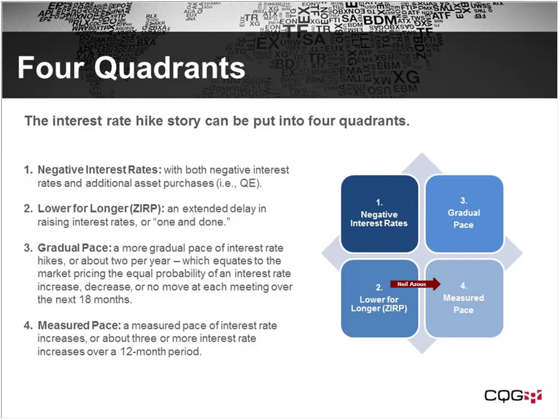And just as a quick frame of reference, during the last rate hiking cycle back in 04 to 06, Chairman Greenspan raised rates 17 consecutive meetings in a row at 25 basis points each. That's the very definition of a measured pace, in case you're looking for a reference point.